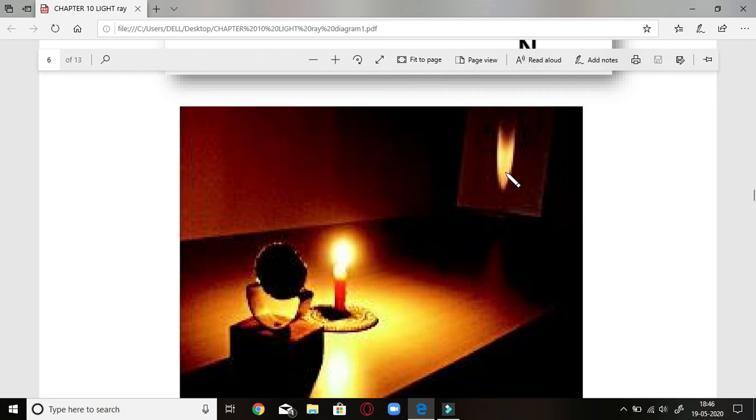Now you can see this image is obtained on the screen. This is of course real and inverted, but of big size. You must have observed that when we kept the candle here, the object and image were of equal size. When we take it closer to the concave mirror, the size of the image becomes more. So as you bring the object near the concave mirror, the size of the image becomes more and more enlarged.